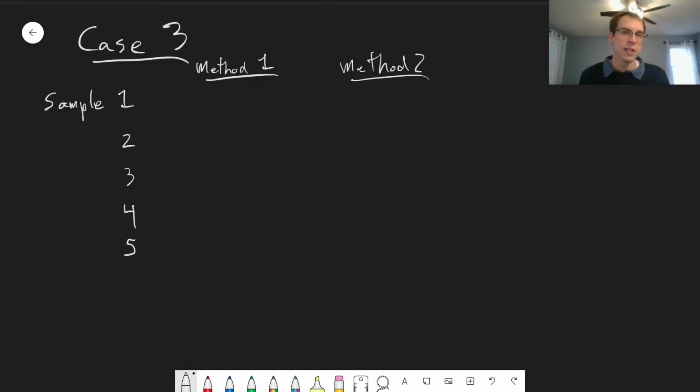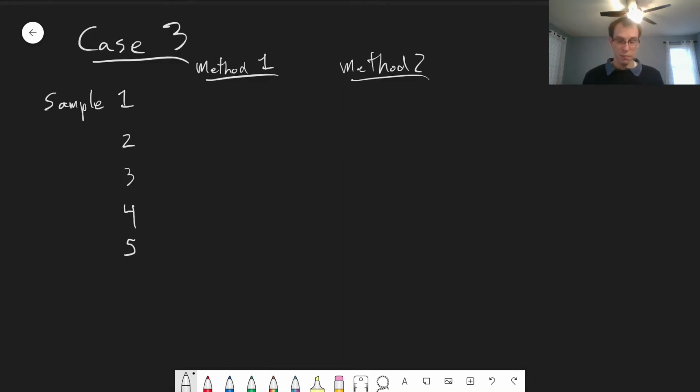Finally, we'll look at case 3 of comparing different measurements. Case 3, as a reminder, is where we have two different methods, or possibly two different researchers, who are measuring a series of samples that have different concentrations from each other. So sample 1, 2, 3, 4, and 5, maybe we're measuring blood samples from 5 different individuals. And so we expect them all to have different concentrations.